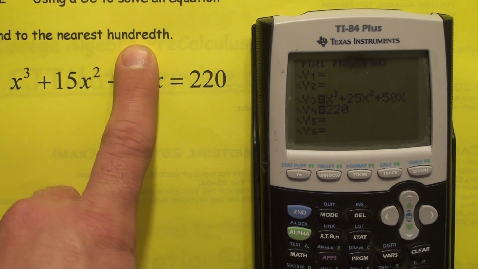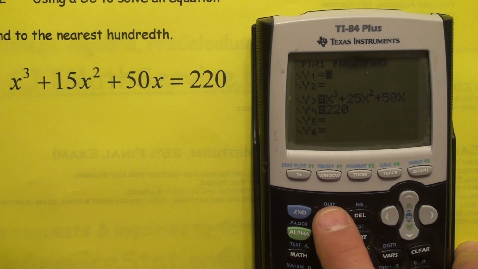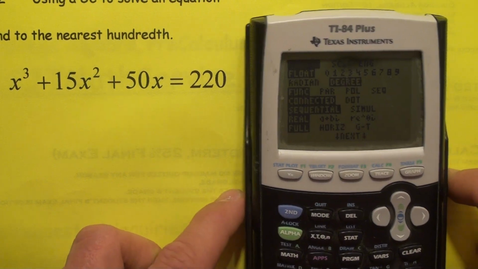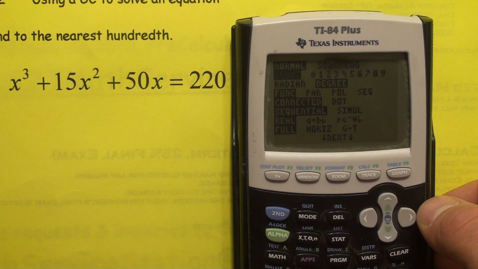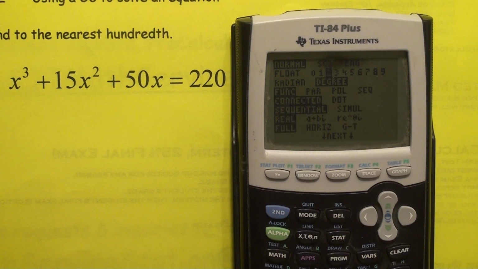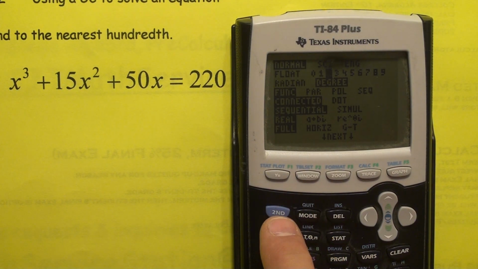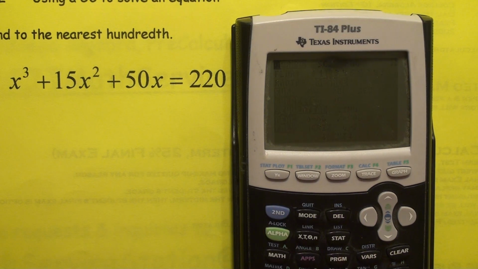Now, what we may want to do here, it says round to the nearest 100th. Watch this. You may want to go to mode, right? And then we're going to go down to where it says float. That's how our calculator is being told to round. We're going to round to 2 decimal places. So we can put that in now.